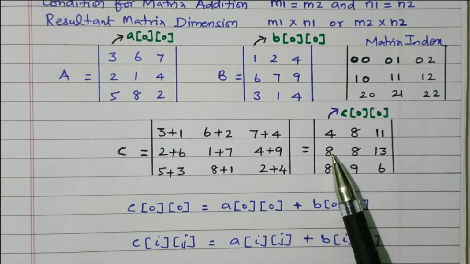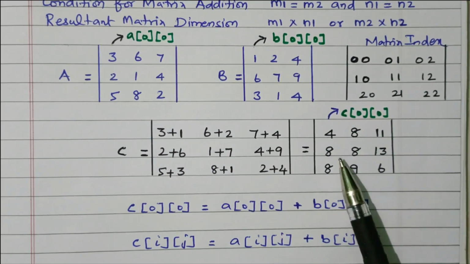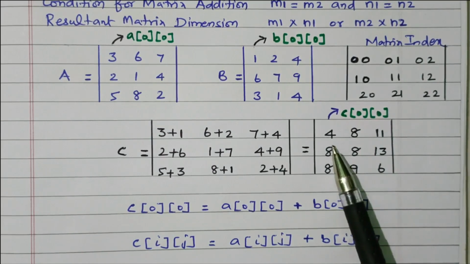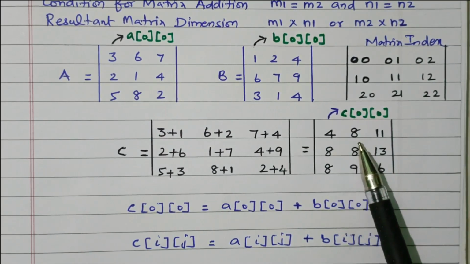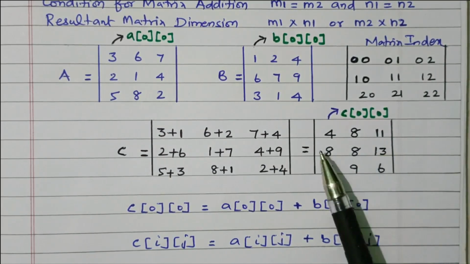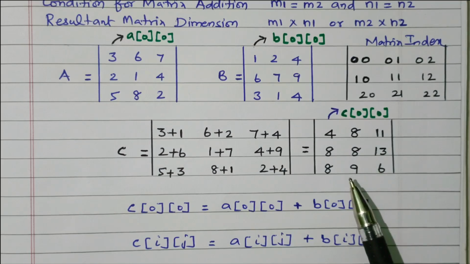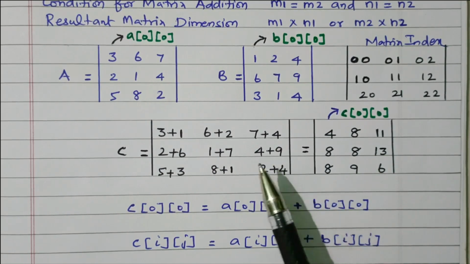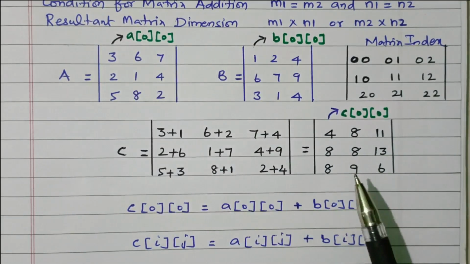After adding, what did we get? 4, 8, 11, 8, 8, 13, 8, 9, 6. So this is nothing but C of 0, 0, C of 0, 1, C of 0, 2. So the corresponding elements of the first matrix A and the second matrix B are added together.